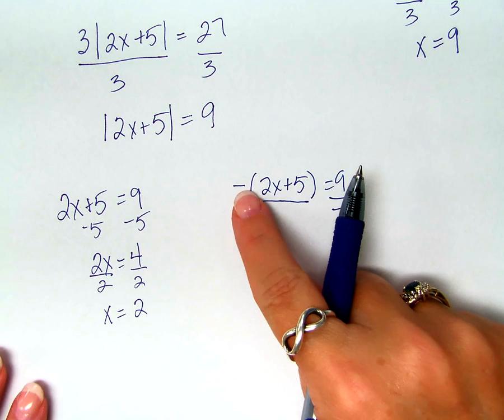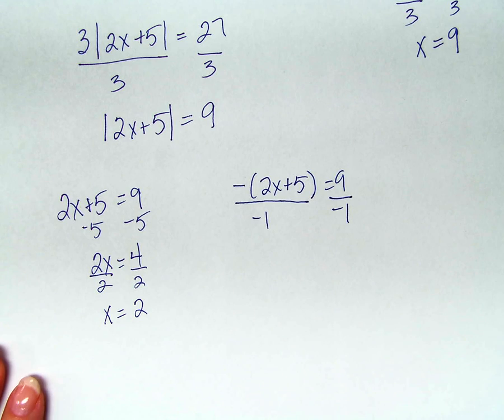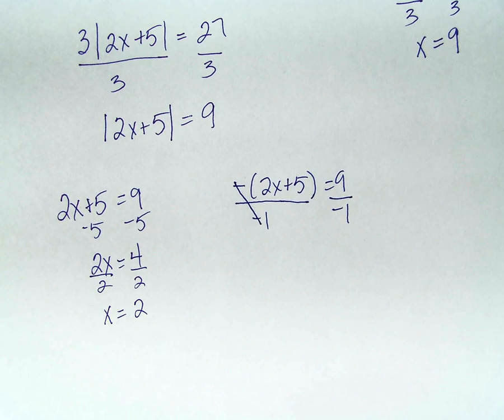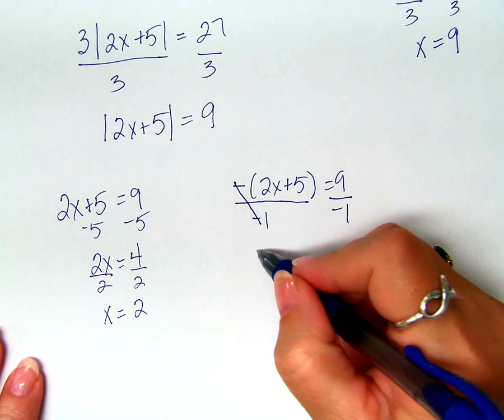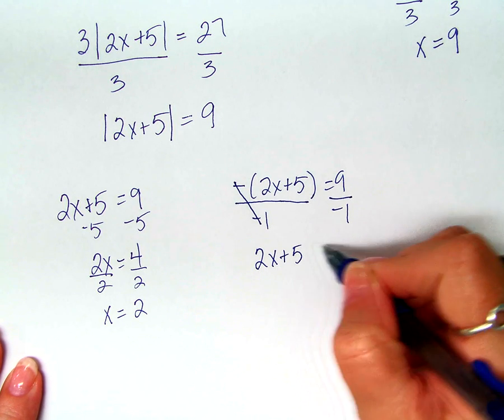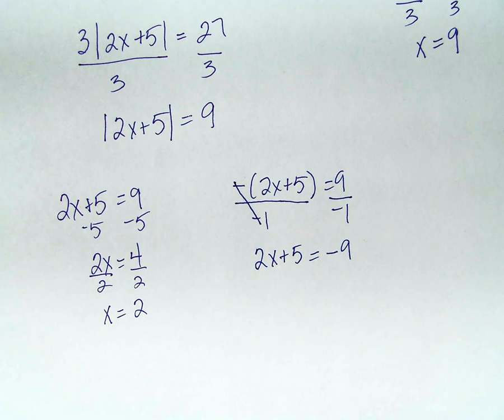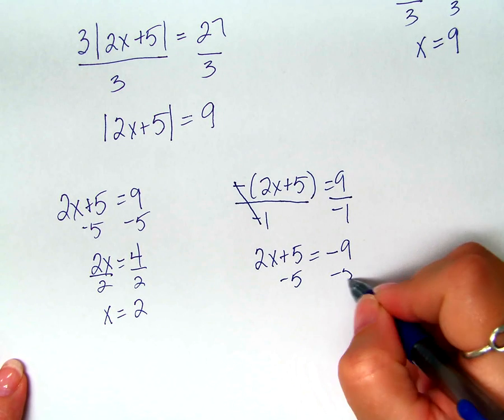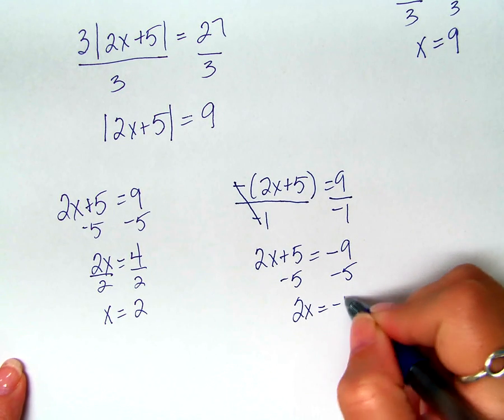What happens if I divide a -1 by a -1? Yeah. Negative divided by negative is a positive, right? So those signs are both positive now. 2x plus 5 equals -9. So if I subtract 5 from both sides now, I get 2x equals -14.